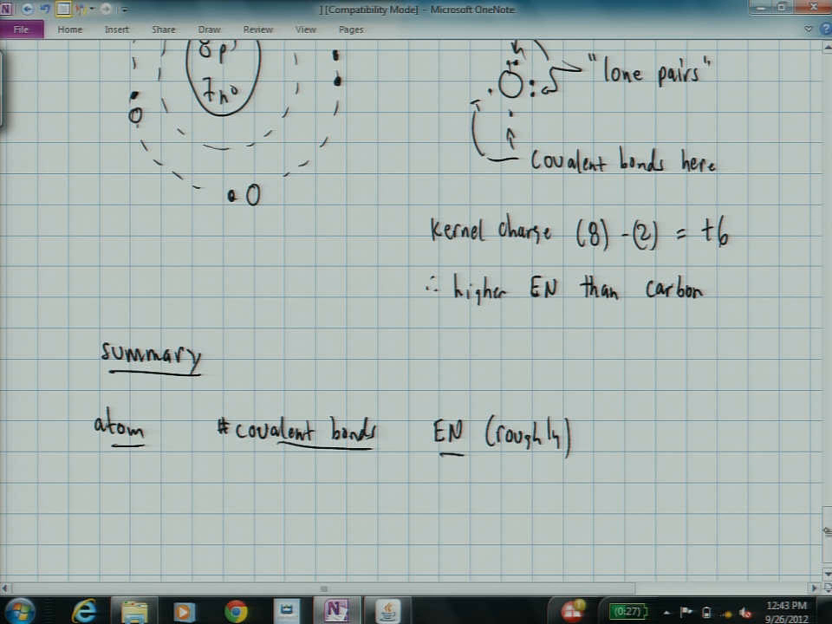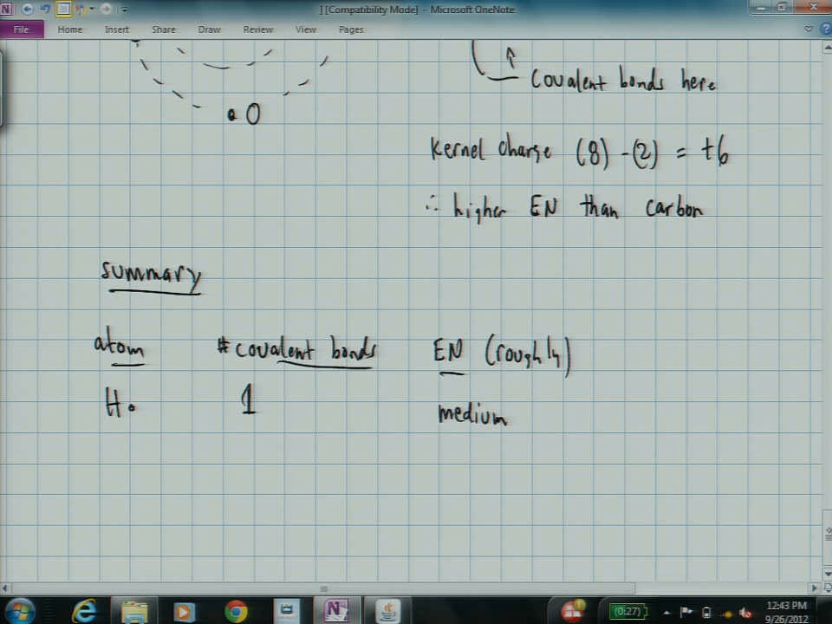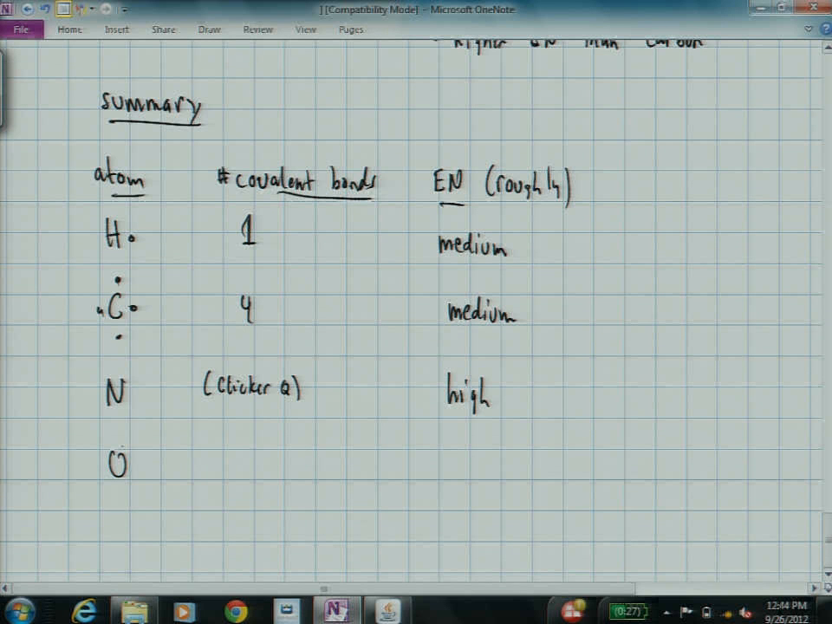All right? So if we do hydrogen, it makes one covalent bond, and it turns out to have medium electronegativity. Chemists would make a fuss about being this vague, but for our purposes, that's what we need. Carbon makes 4 covalent bonds, and it also has medium. Nitrogen, I want to leave that alone for a second. This is the clicker question. I'll come back and fill it in for the notes. Oxygen, we already saw. It makes 2, and it turns out to have high electronegativity.